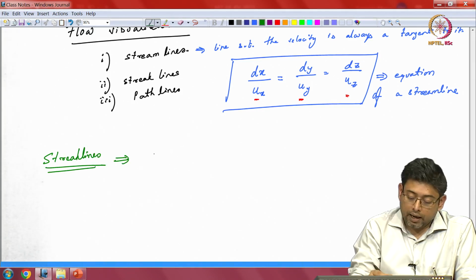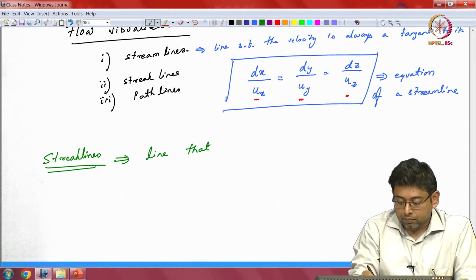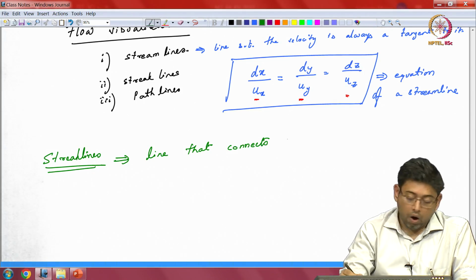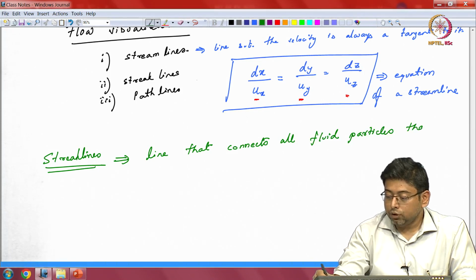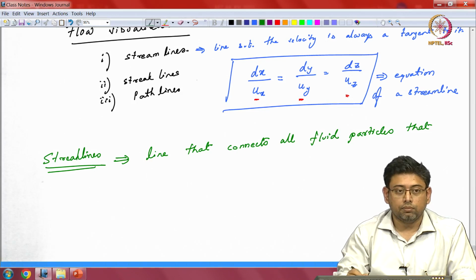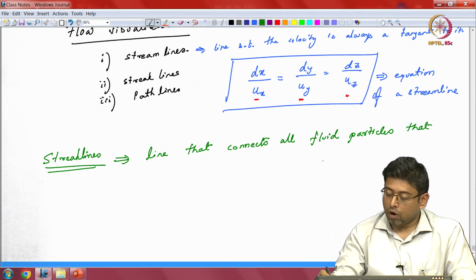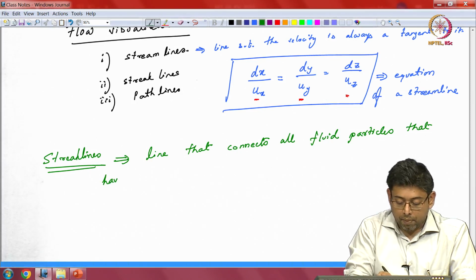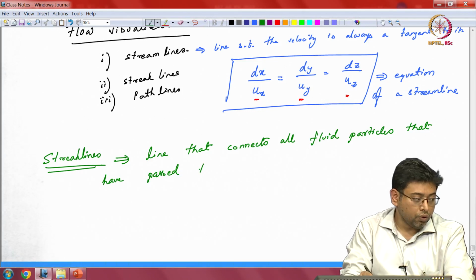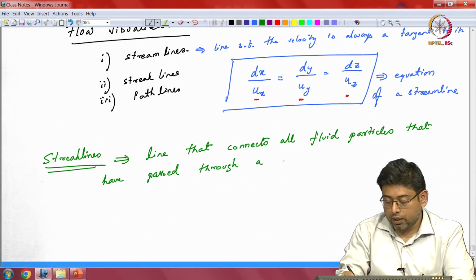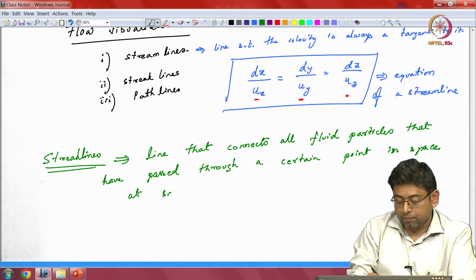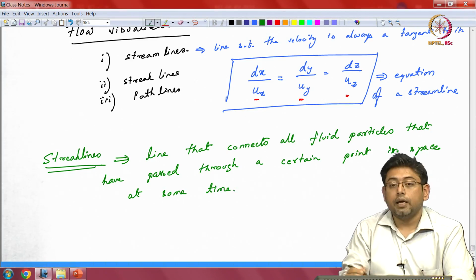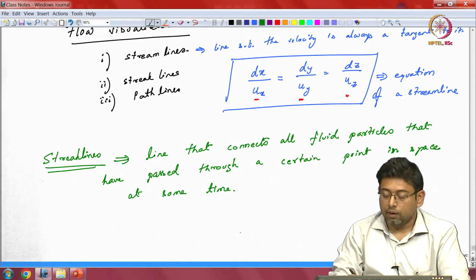Now, streak lines are a line that connects all fluid particles that have passed through a certain point in space at some given time, either in the past or the future. Okay. So, that is the key here.